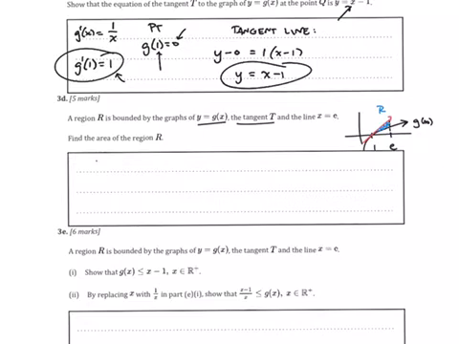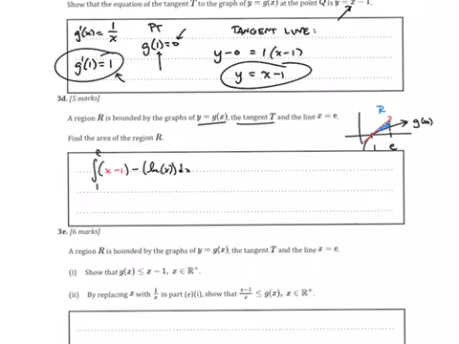So that area would be from 1 to e of the upper function, which in this case will be x minus 1, minus the lower function, which is g of x, dx.